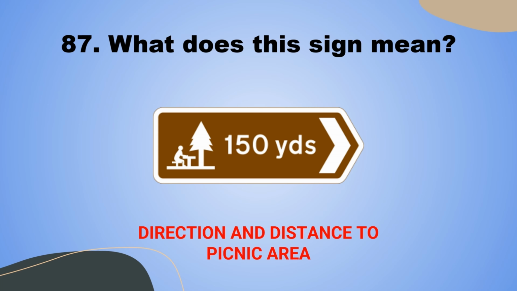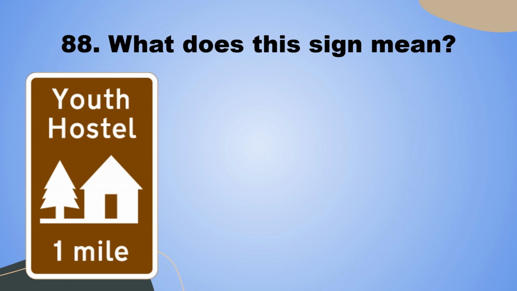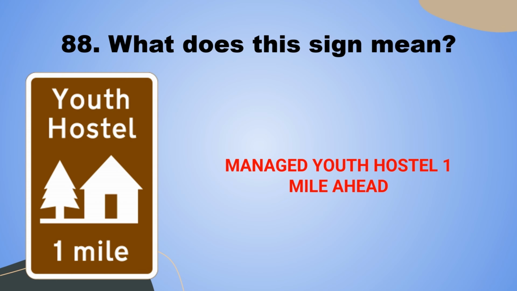Let's go ahead with the next sign. What does this sign mean? Managed youth hostel 1 mile ahead. So basically, a hostel is very similar to a hotel, and this one is for youth, for young people, and it's 1 mile ahead, and it's managed.